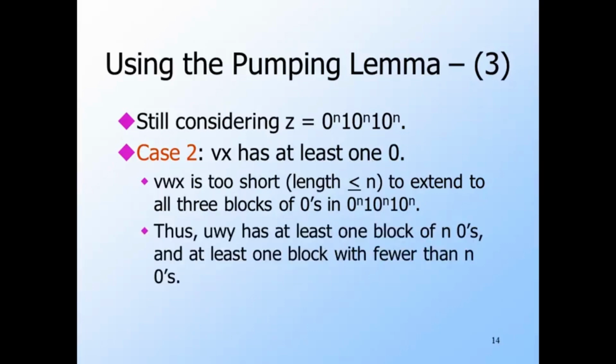So again consider UWY, which, if L is context-free, must be in L. Removing V and X must leave at least one of the three blocks of n zeros intact, so it still has n zeros. But V and X have at least one zero, so in UWY, at least one of the blocks of zeros has fewer than n zeros. We conclude that in this case too, UWY cannot be in L, and thus L cannot be context-free.